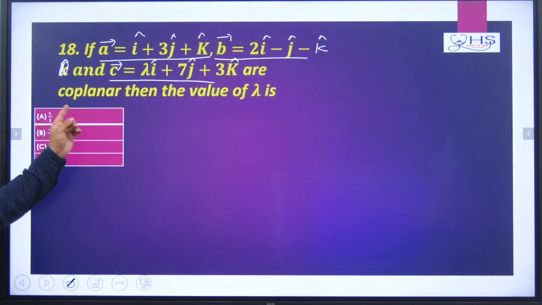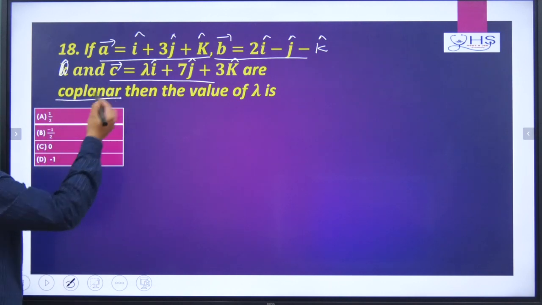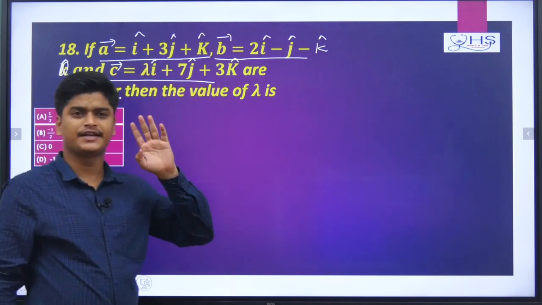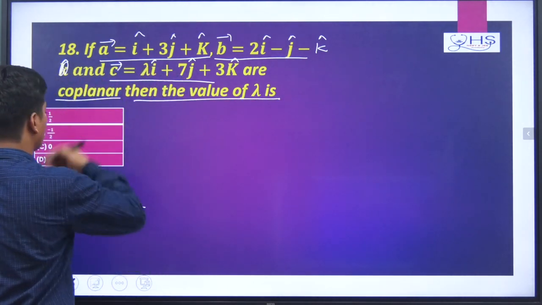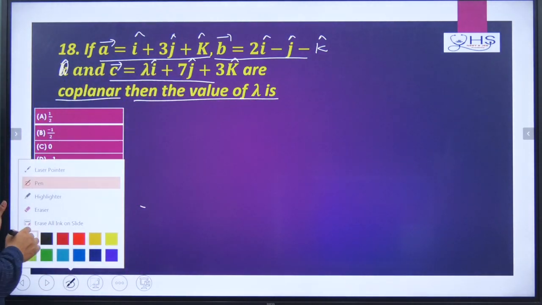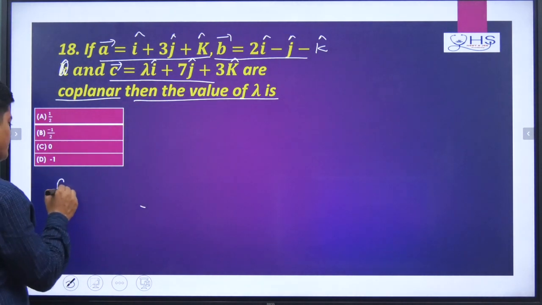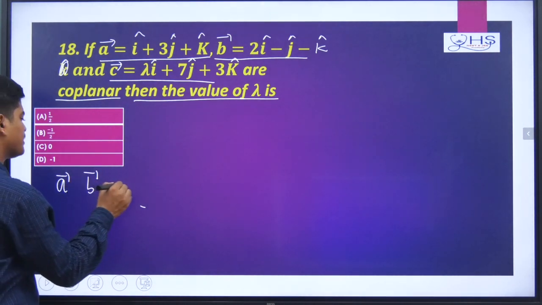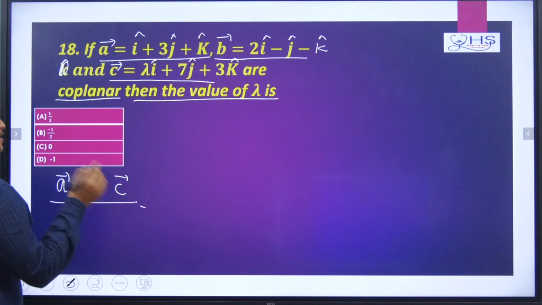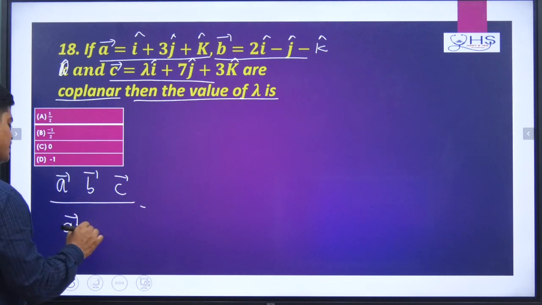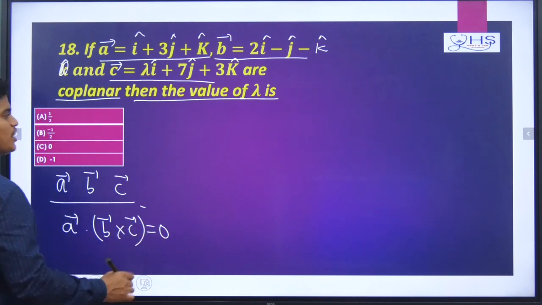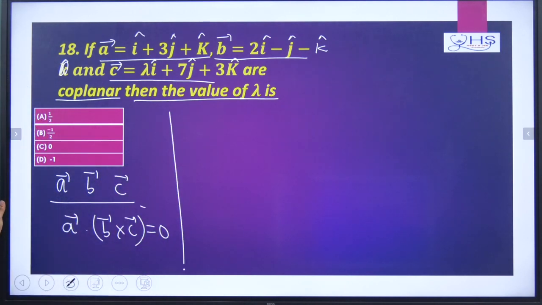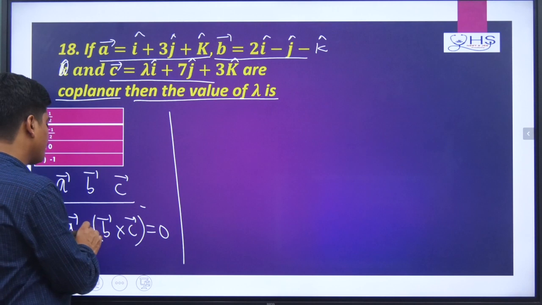Now here they are coplanar. So coplanar means these three vectors are lying in one plane. Now what is the value of lambda? Here some options are given. So what will we do here? If three vectors A, B, C are coplanar, then definitely A dot B cross C should become 0. And from there I can find my lambda value. So I have to substitute A dot B cross C equal to 0.